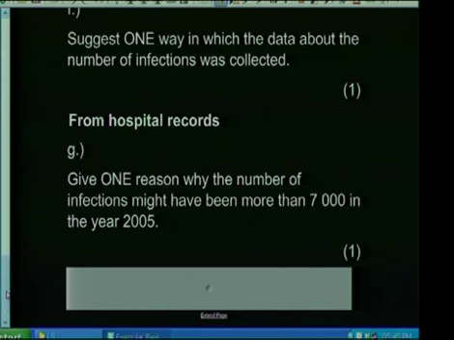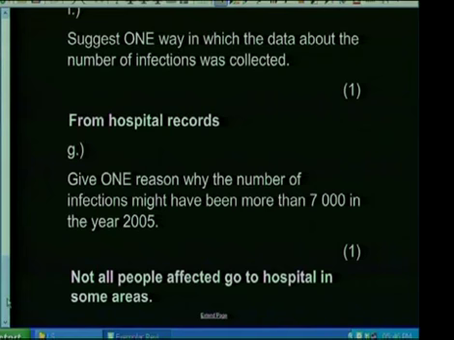Give one reason why the number of infections might have been more than 7,000 in the year 2000. They ask you first, where would you get these records? Your answer is, you'd get these records from hospital. Now they're asking you, you've got these records. Why would it be more? One reason, why would it be more? And the answer is, not all affected people go to hospital in some areas.